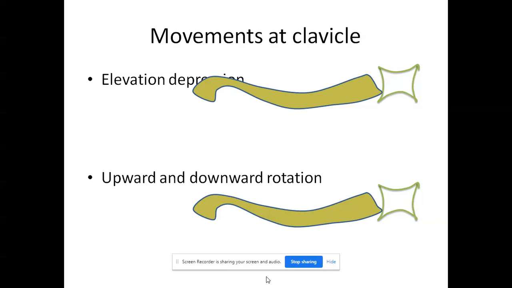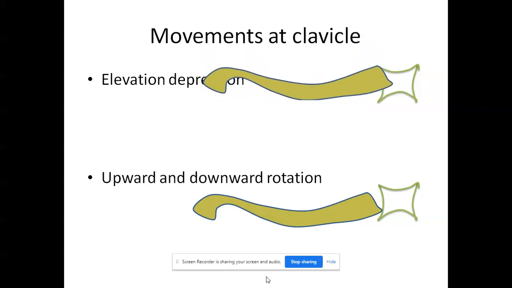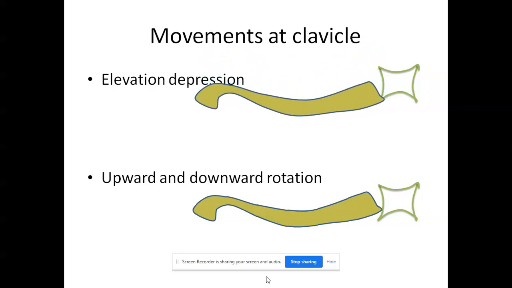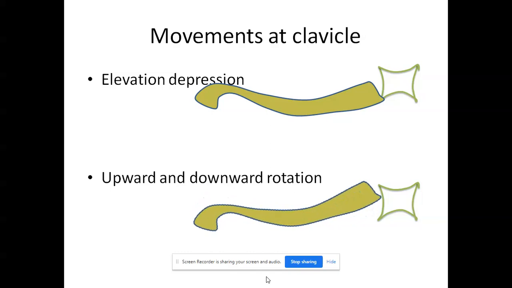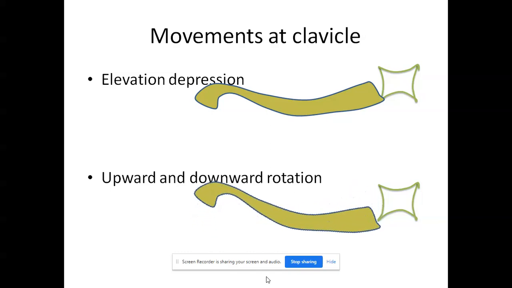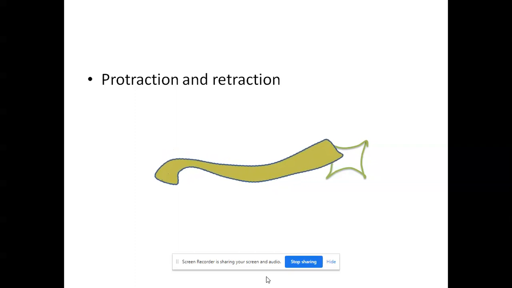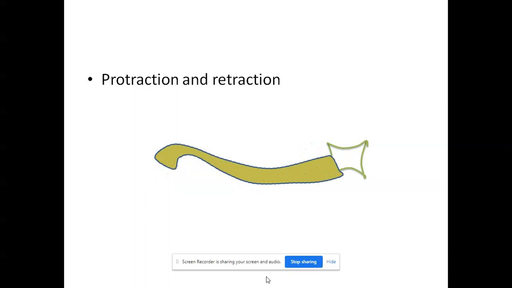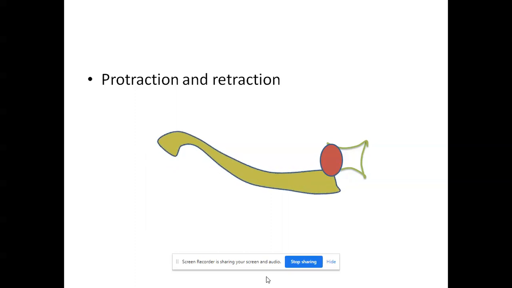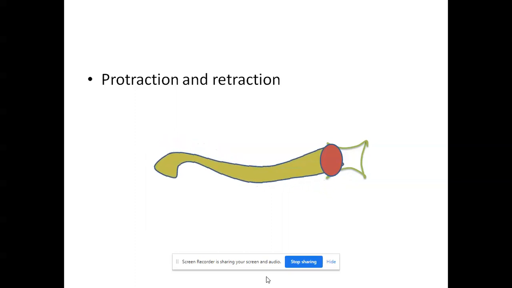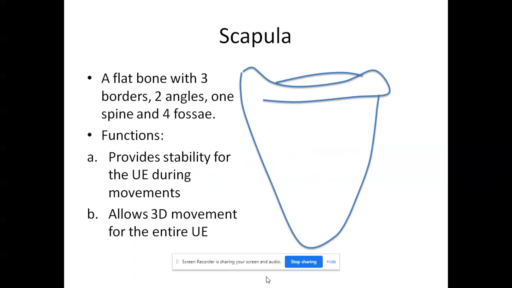Coming to movements of clavicle. First one, elevation and depression. Second one, upward rotation of the clavicle and downward rotation of the clavicle at sternal end. Third one, protraction and retraction at the acromial end. When we are talking about protraction, retraction, it is very difficult to put it in the slides or the video because it is a 3D movement. The axis for protraction and retraction is at sternoclavicular joint.